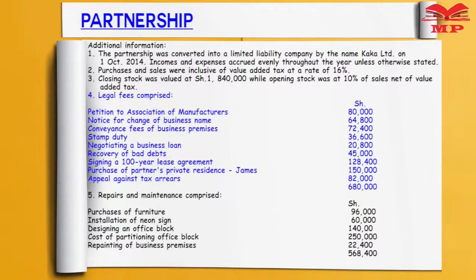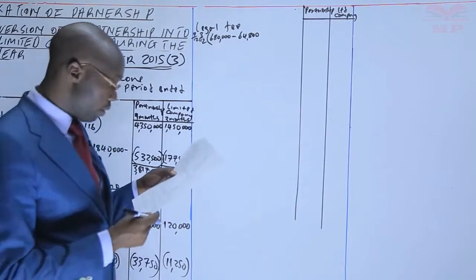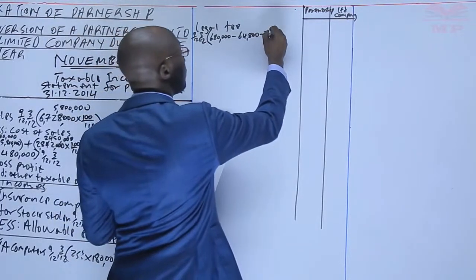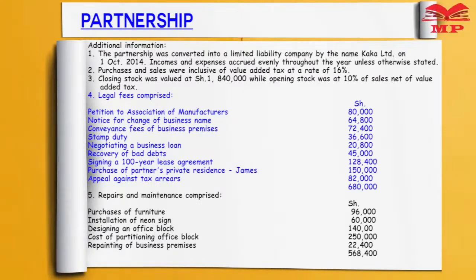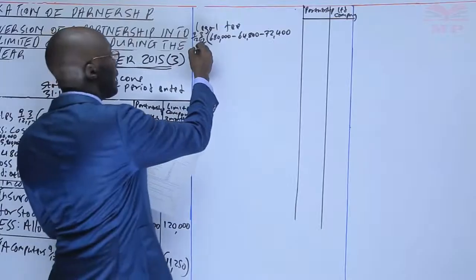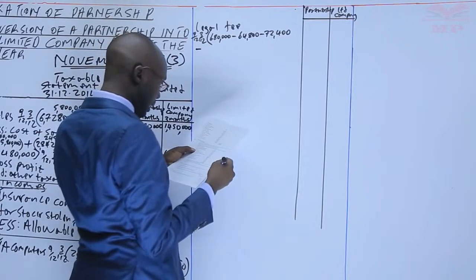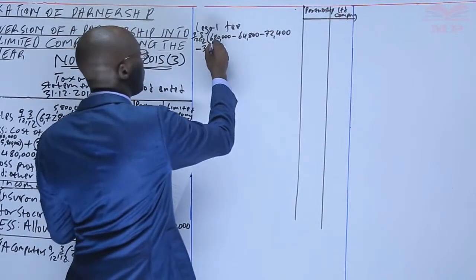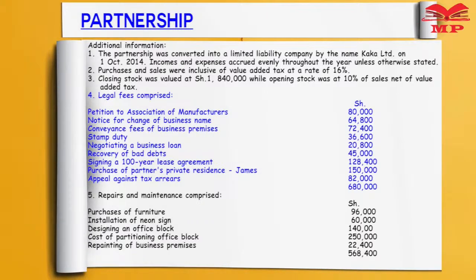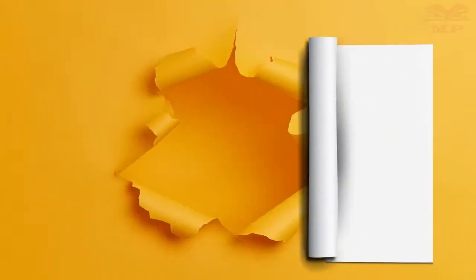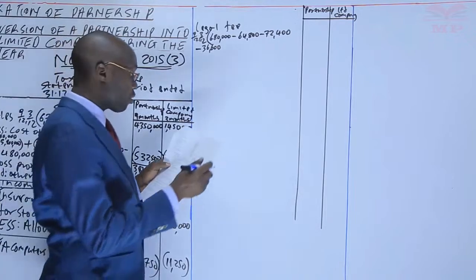64,800. Then we have the conveyance fee for business premises. We said conveyance fee is a legal cost to transfer a fixed asset, and we don't usually allow it. So we minus 72,400. Again, stamp duty. Stamp duty is a form of tax. Taxes are usually not allowable, we said that. So we minus 36,600. The other one is negotiating a business loan. We had said legal costs relating to loan, bonds and debentures are not allowed. So this one is not. So 2,800.